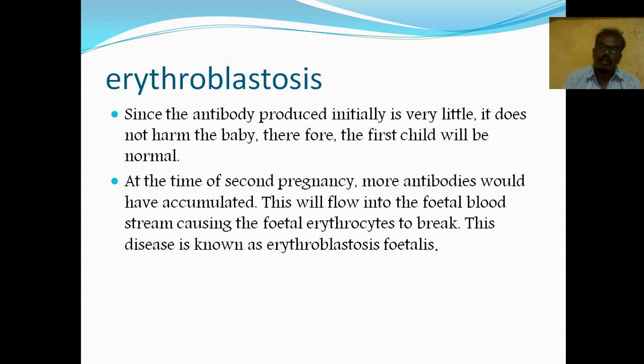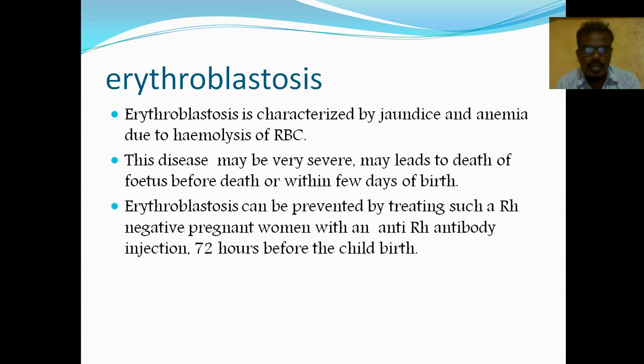But at the time of the second pregnancy or second child, antibody production is higher. Those additional antibodies enter the fetus's bloodstream and cause a disease called erythroblastosis fetalis. This erythroblastosis is characterized by jaundice and anemia due to hemolysis of RBC. So the major symptoms of erythroblastosis are jaundice and anemia due to hemolysis of RBC.